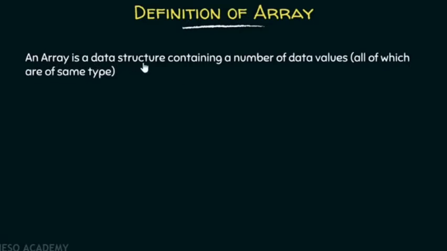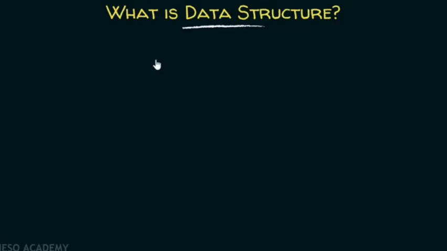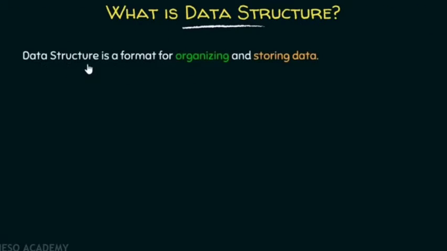An array is a data structure containing a number of data values, all of which are of same type. In order to understand this definition, I will divide this definition into 3 parts. First, I will tell you what a data structure is all about. What is data structure? Data structure is a format for organizing and storing data. It is a format in which you can organize the data. Also, you can store the data.